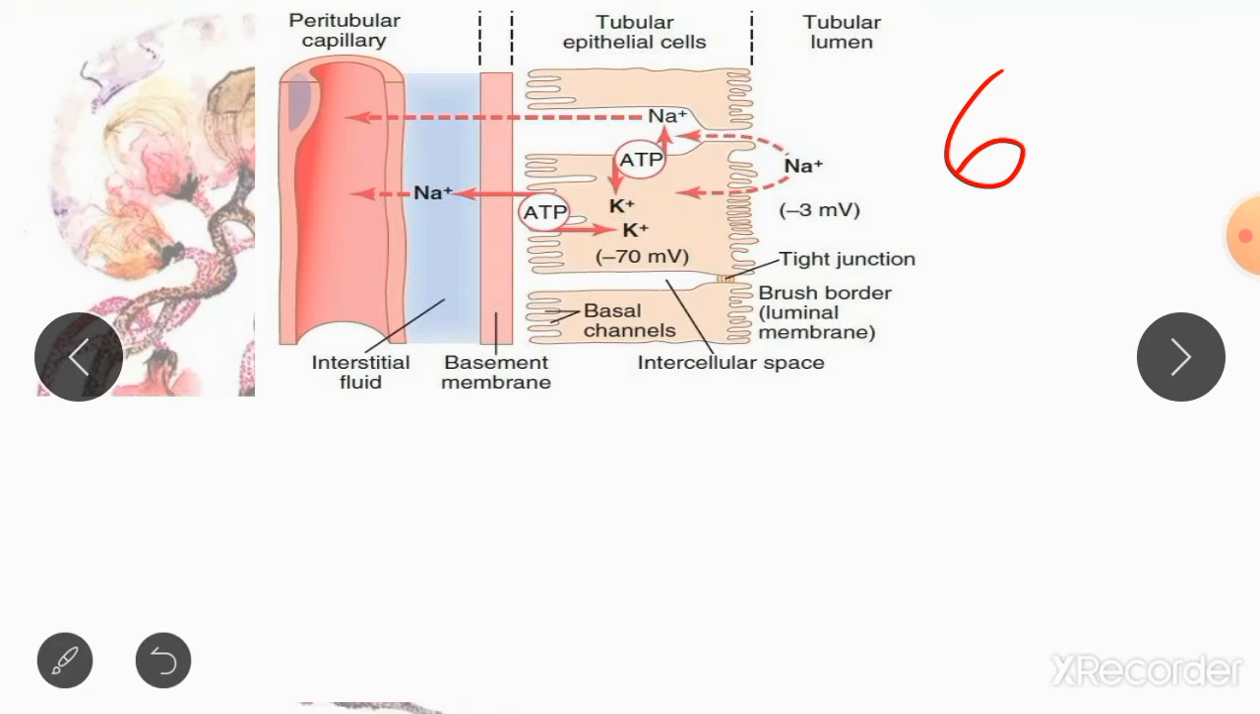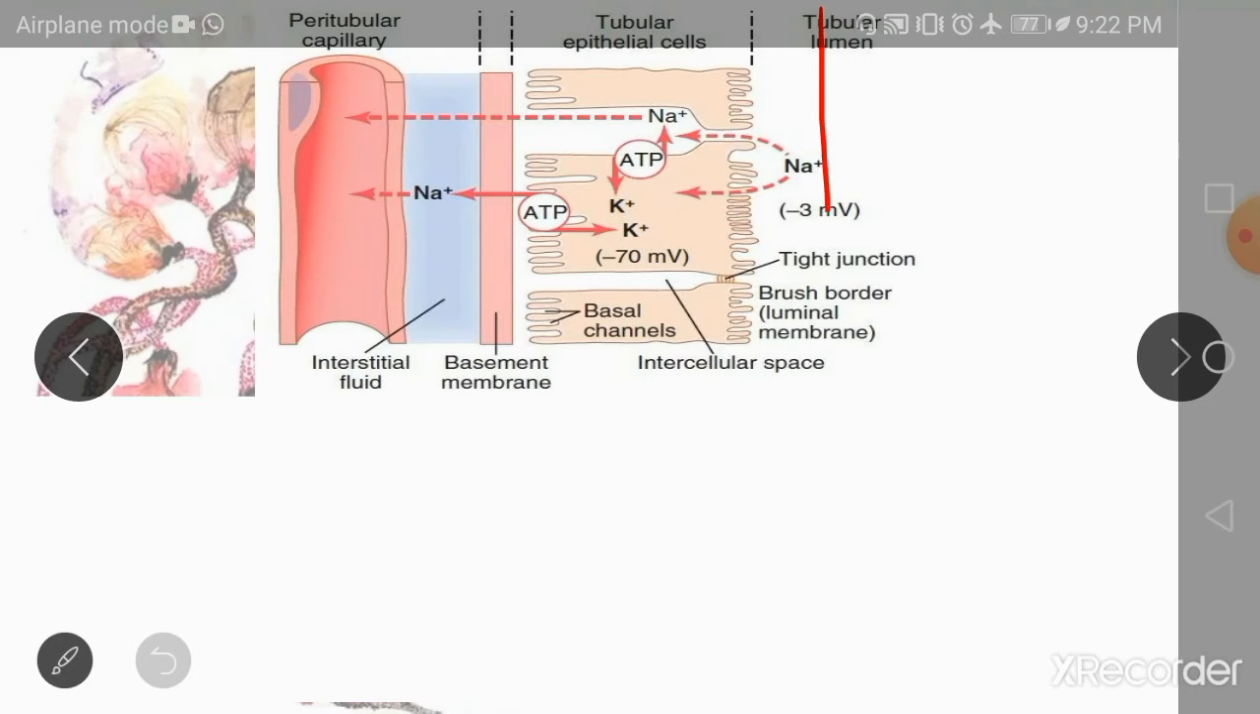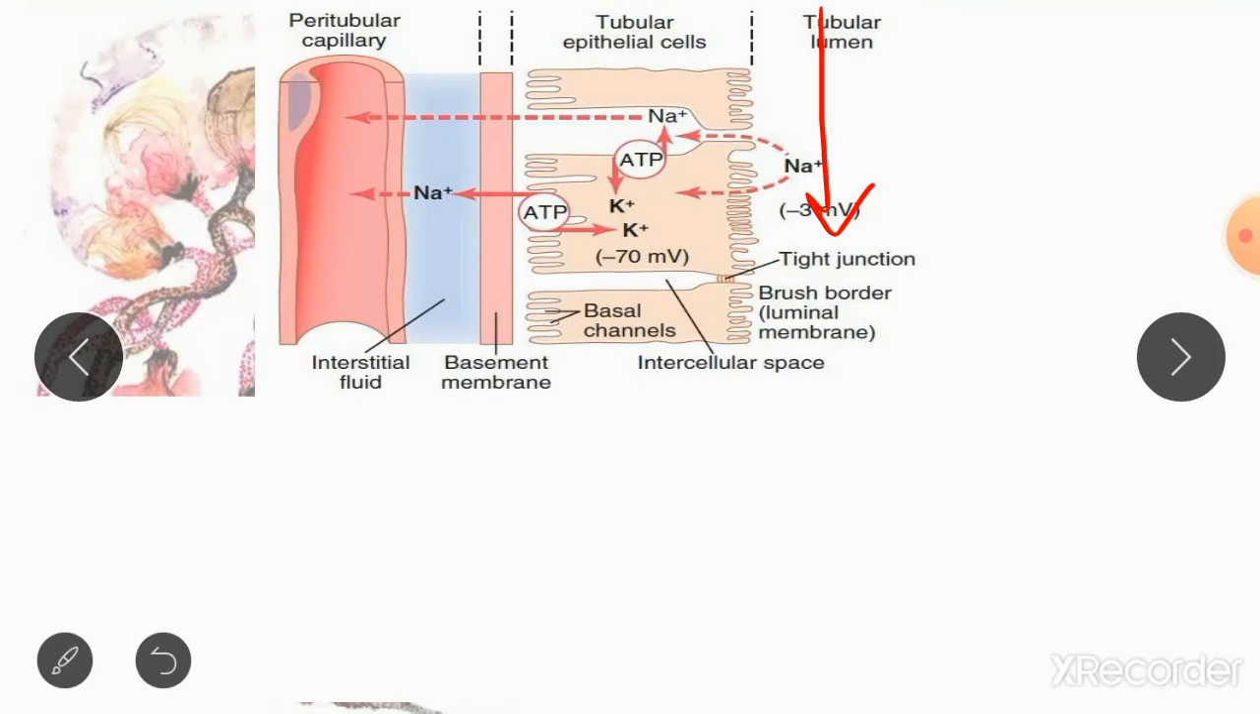So how does this reabsorption take place? First, you must remember that sodium is an extracellular ion, and its concentration is very high outside in the interstitial fluid and in the peritubular capillaries. Its concentration is low within the cells. So when sodium is passing from the lumen of the nephron, it is reabsorbed by facilitated diffusion from the lumen into the cell along its concentration gradient.